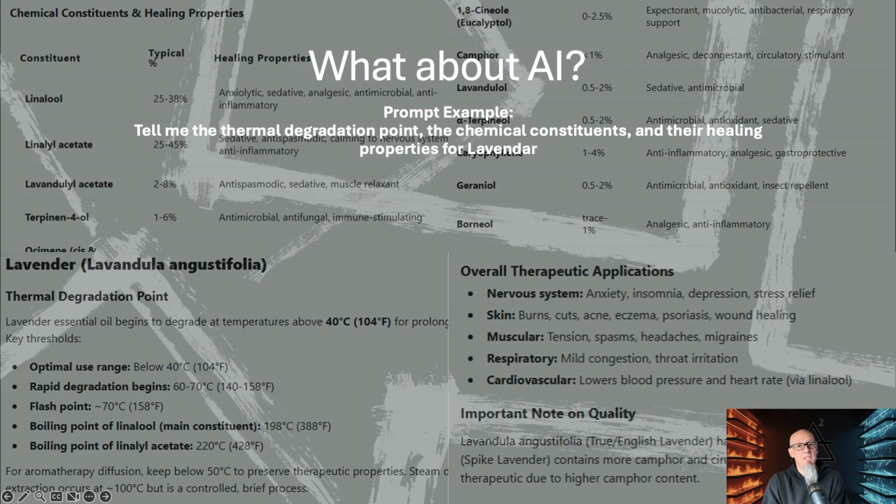This was a basic prompt for Claude, Opus 4.7. Okay, I said, tell me the thermal degradation point, the chemical constituents, and their heating properties or healing properties for lavender. The background image there is actually what was output from Claude. And so it wasn't horrible, but there were definitely things in here that were not right.